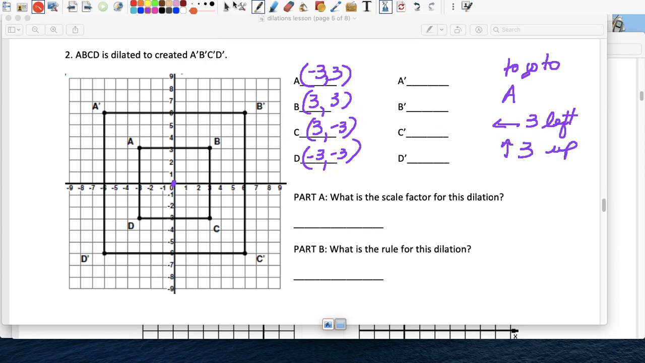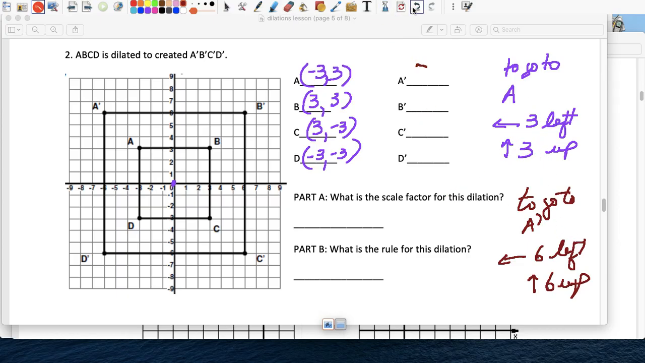Now, to go to A prime, from the center, we're going to go 1, 2, 3, 4, 5, 6. We're going to go 6 left. So to go to A prime, we're going to go 6 left, and hopefully 6 up. Let's just count. 1, 2, 3, 4, 5, 6, and 6 up. What do you notice about the distance? Well, if you look at the distance that you walk on the x-axis, it was 3, now it's 6. And the distance going up, it was 3, now it's 6, so the distance doubled.